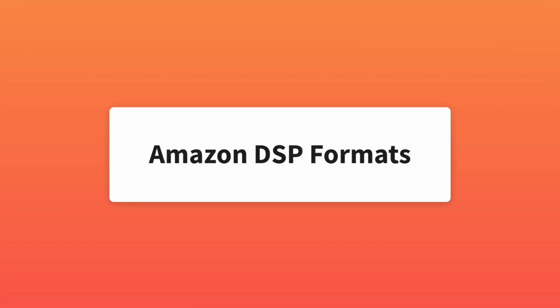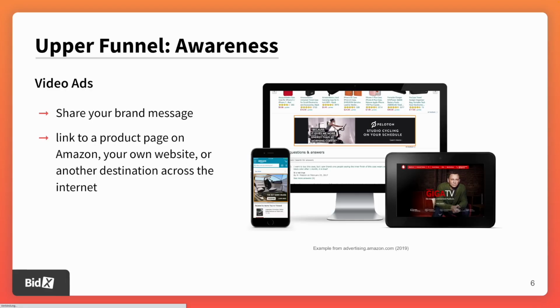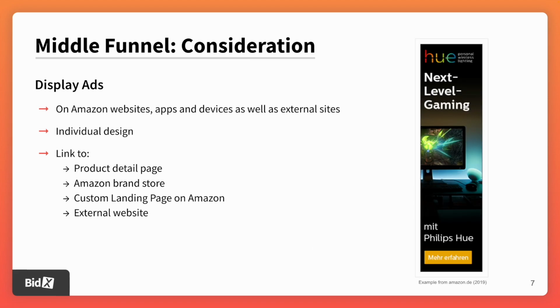To have a closer look at this, we will check out the DSP formats now. So for the upper funnel, the awareness part, we recommend video ads because it's really easy to share your brand message there. You can explain a lot, show a lot, and that's why we recommend video ads here. So for the middle funnel, the consideration part, we recommend display ads that can be shown on the Amazon website, ad devices, but also on external pages. And so you have a lot of possibilities where to show it, and also they have an individual design, which is pretty good, and you can customize it for your needs.